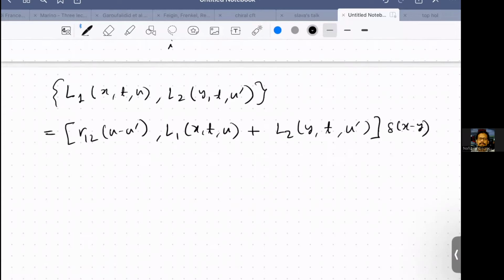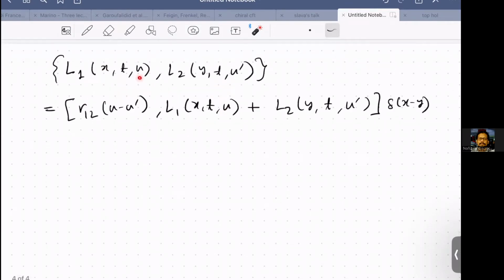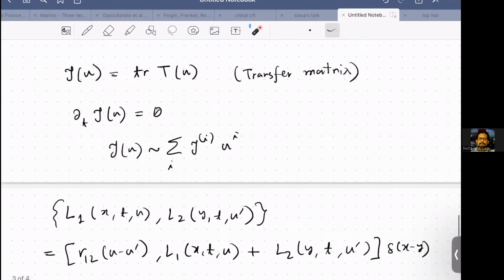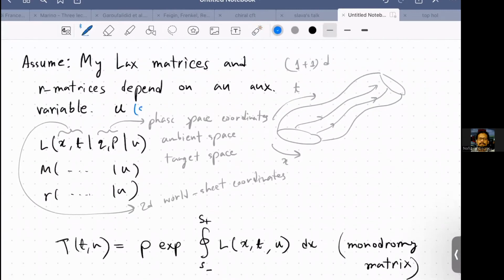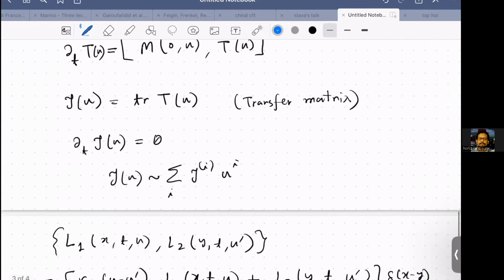Okay, so let me explain this a little bit. On the left-hand side, again, we have the bracket of L1 and L2. They are evaluated at the same time, but at different worldsheet positions. And also, I'm using two different values of the spectral parameter. Oh, sorry. This auxiliary variable that I'm using is often called the spectral parameter. So I will be referring to it as the spectral parameter.